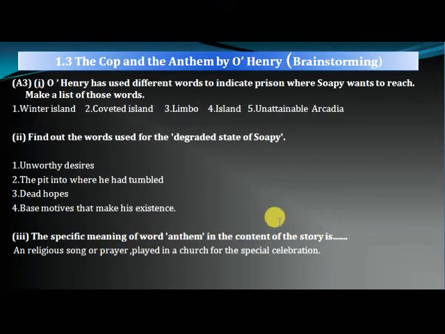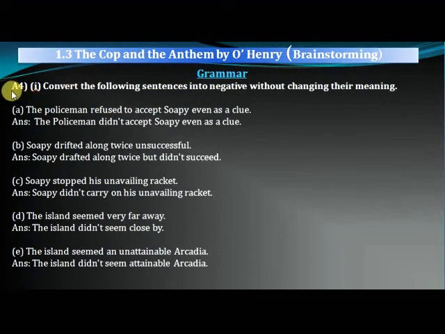What is the meaning of the word anthem here? It is a religious song or a prayer played in a church for special celebrations. So this is your answer to the question, and here we end the brainstorming questions and answers for textual content. Now let us see the brainstorming questions for grammar, or grammatical questions and answers. So let us now see the grammar section, which is in a similar manner.